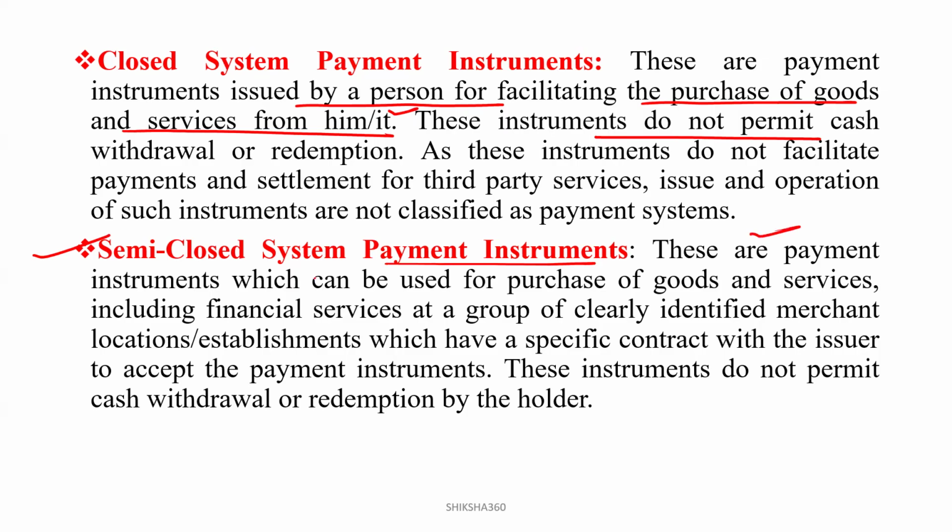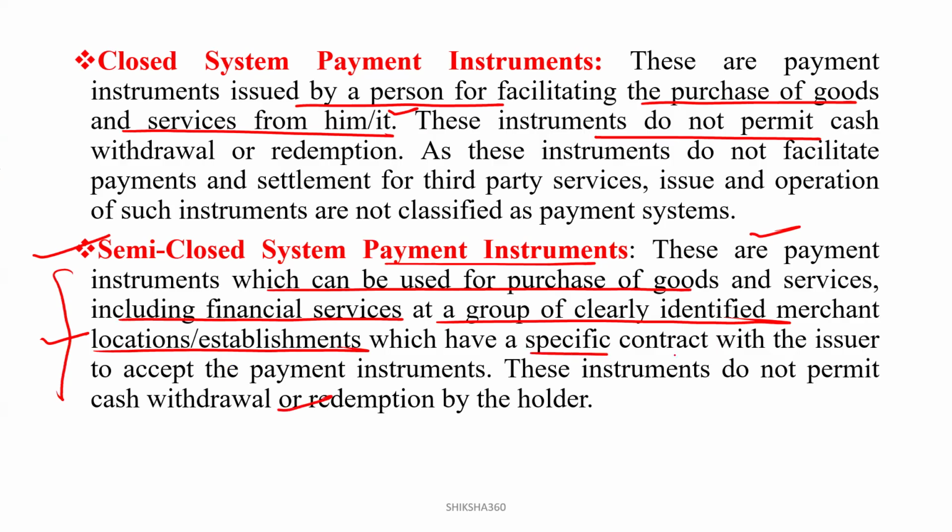So these are the payment instruments which can be used for the purchase of goods and services, including the financial services, at a group of clearly identified merchant locations or establishments. Clear? That is for the specific shops. These are a little bit more, which have a specific contract with the issuer to accept the payment instruments. So these instruments do not permit cash withdrawal or redemption by the holder.